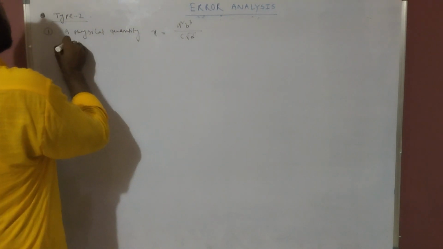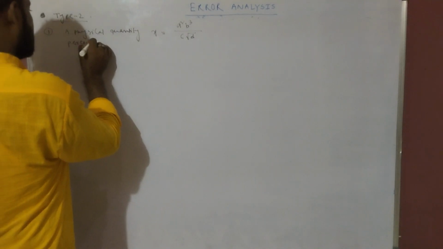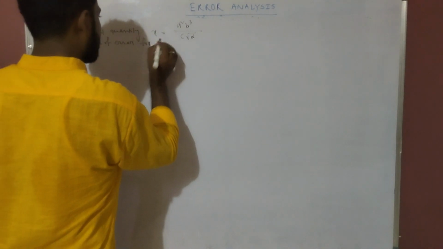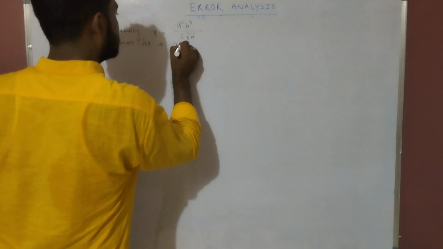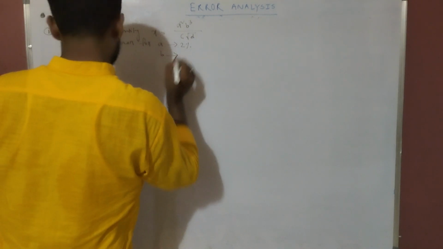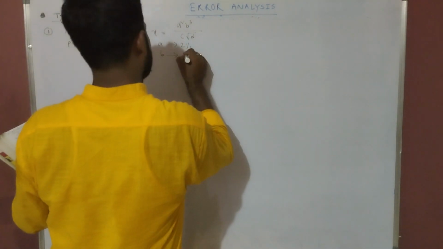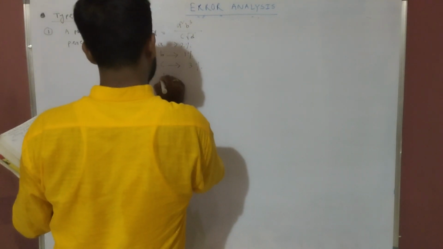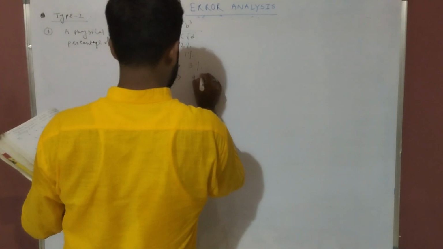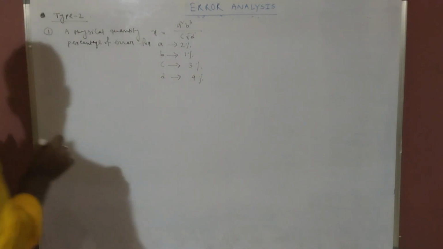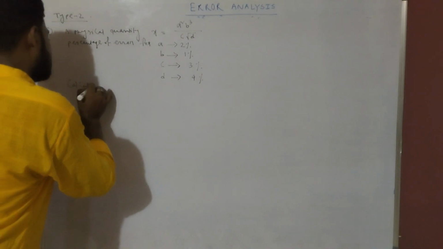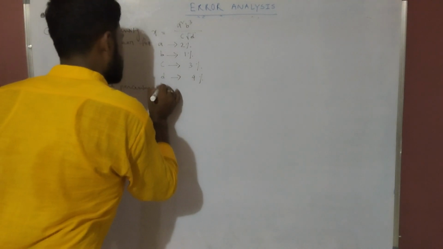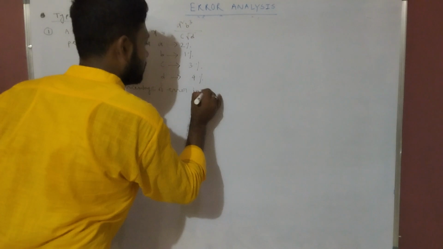Percentage of error for a is 2%, b 1%, c 3%, and d 4%. Calculate the percentage error in X.